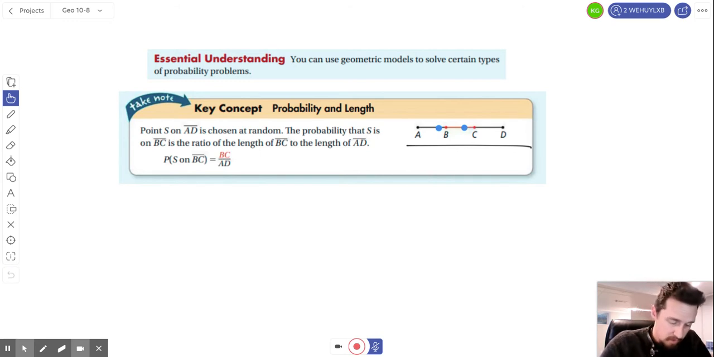What is that chance? Well, that chance is just directly related to the length of those lines, as you see right here. The chance that it falls on there is just the length of BC divided by the length of the whole thing, AD. Let's do an example.